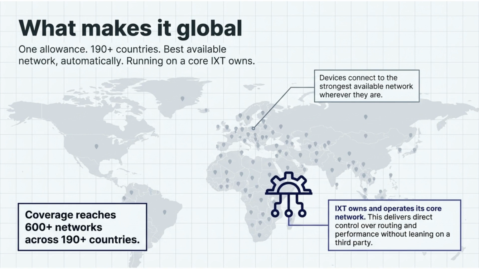Global is the part most providers gloss over. A true global pool works the same in Germany as it does in Brazil, with no regional splits to manage. Devices connect to the strongest available network wherever they are, and every megabyte draws from the same allowance. On IXT, that pool runs on a core network IXT owns and operates, built for IoT from the ground up. That ownership is what gives IXT direct control over routing and performance, without leaning on a third party. Coverage reaches more than 600 networks across more than 190 countries.